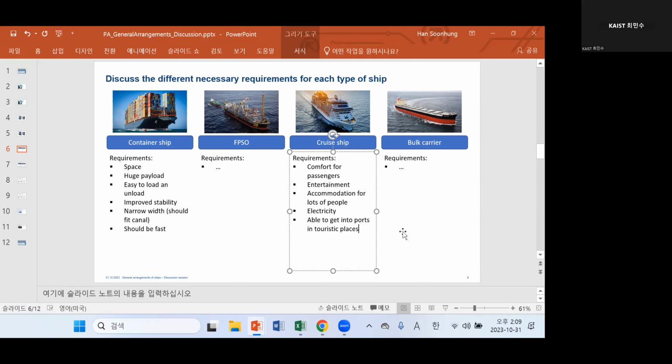For the bulk carrier, yeah, or not? As for the container ship, it has to be easy to load and unload.